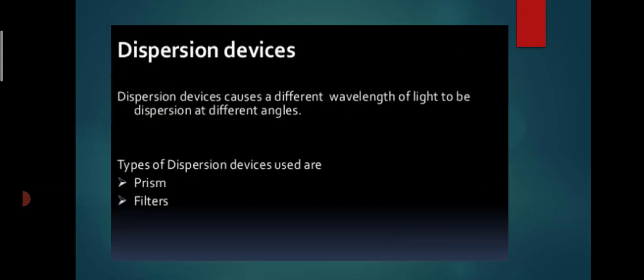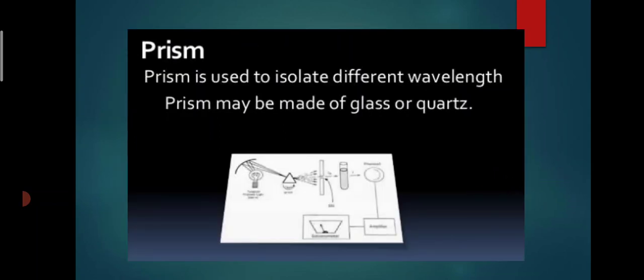Next we go for dispersion devices. The dispersion devices cause different wavelengths of light to be dispersed at different angles. The types of dispersion devices used are prism or filters. These are the mainly used dispersion devices in the spectrophotometer.